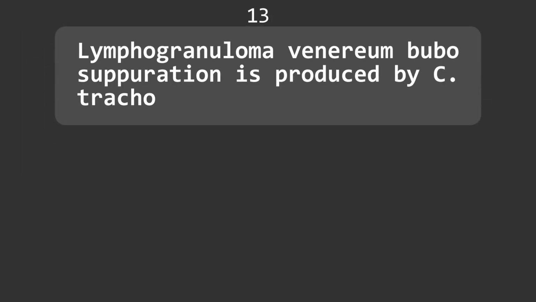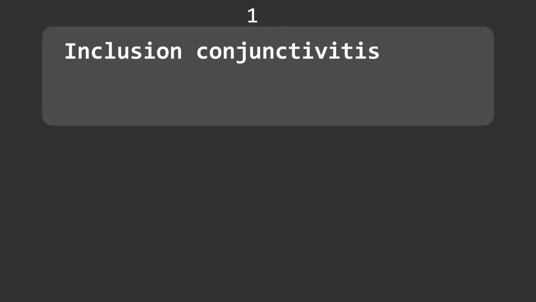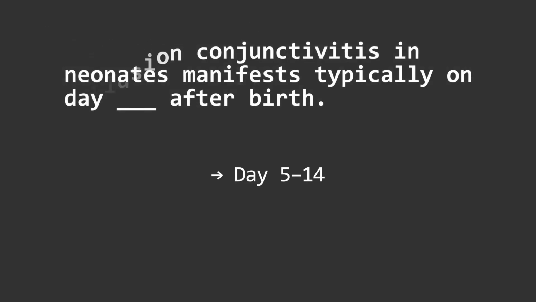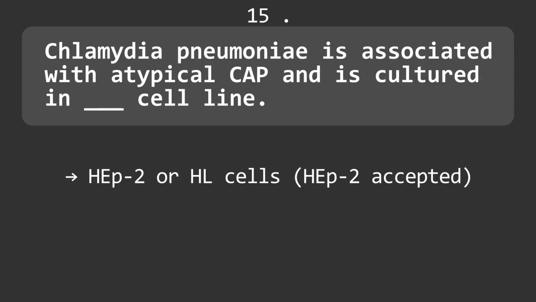Lymphogranuloma venereum bubo suppuration is produced by C. trachomatis serovars L1, L2, L3. Inclusion conjunctivitis in neonates typically manifests 5 to 14 days after birth. Chlamydia pneumoniae is associated with atypical CAP and is cultured in HEp-2 or HL cells.